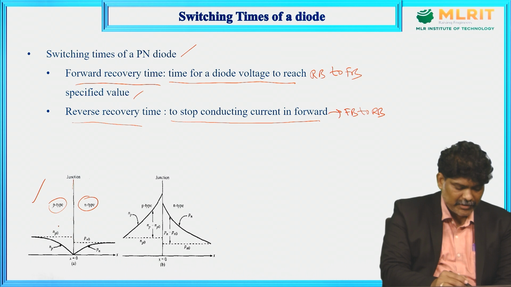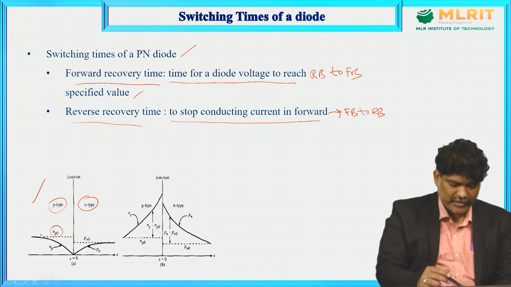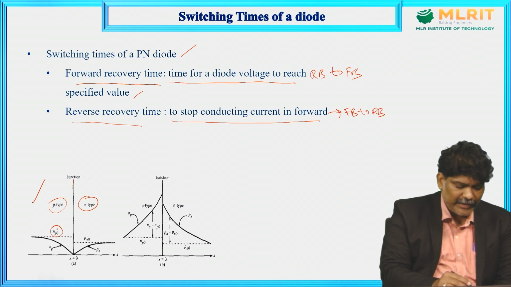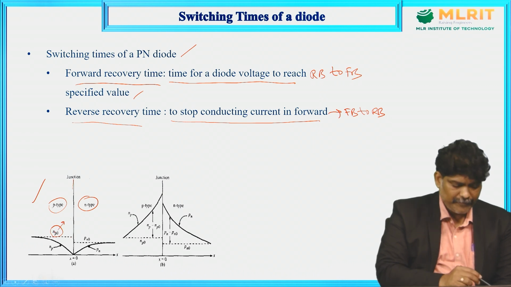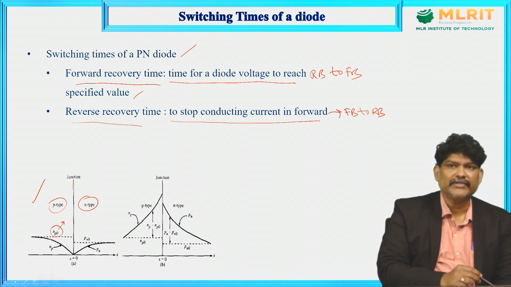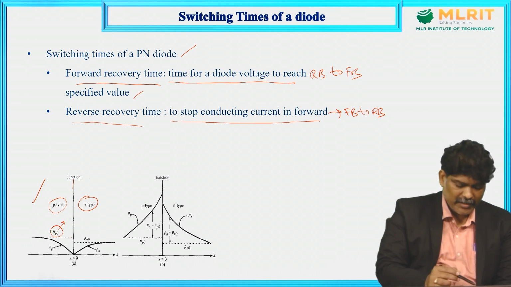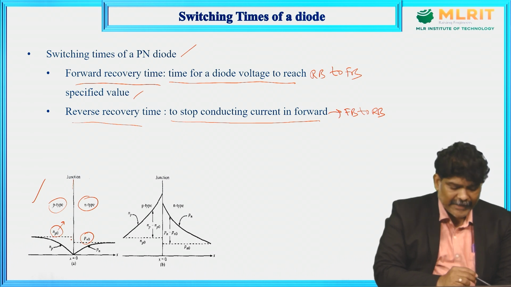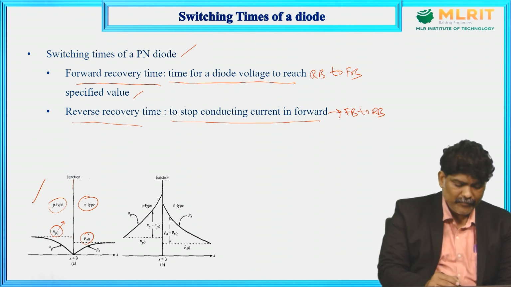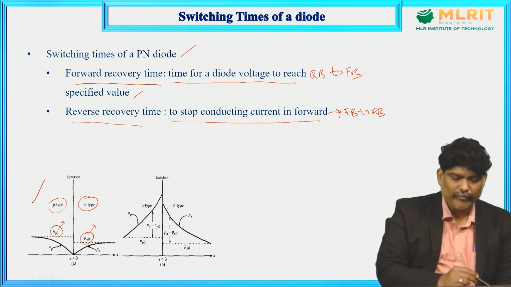Equilibrium condition means where the carrier concentration is constant. So here n_p0 means what? The carrier concentration of the electrons on the p side. Here p_n0 indicates what? The carrier concentration of the holes on the n side at equilibrium condition.